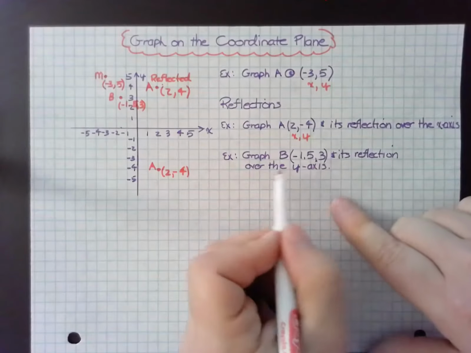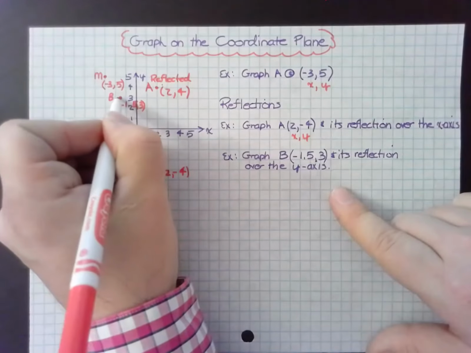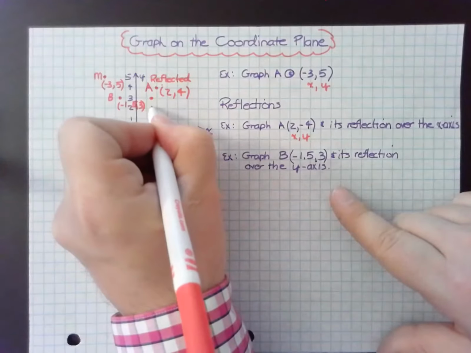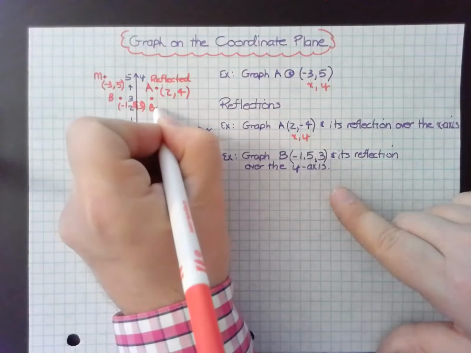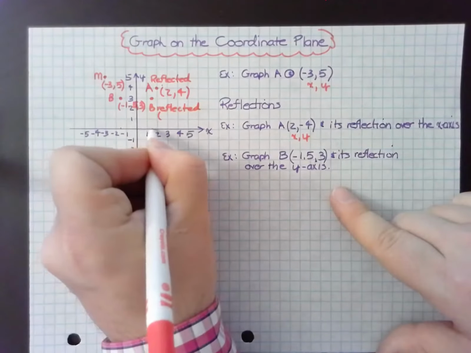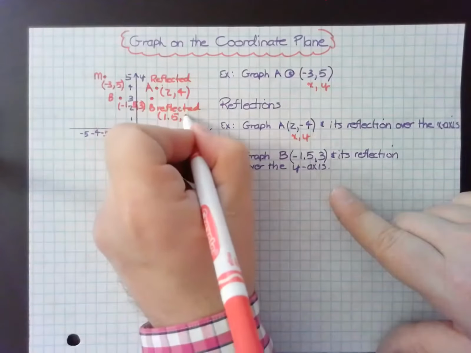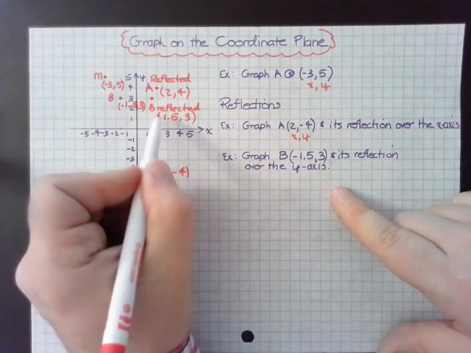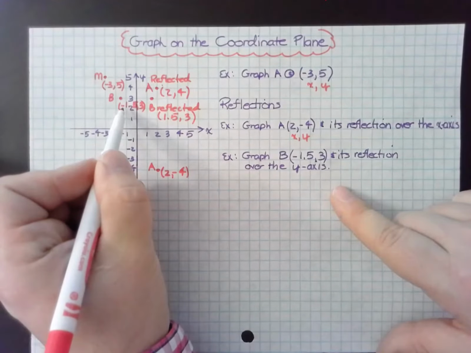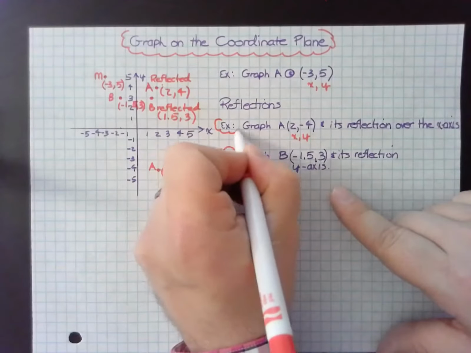Well, it says to reflect over the y-axis, which is the vertical line. If it's 1.5 to the left, I have to go 1.5 to the right. And so this is my B reflected. And that ordered pair is 1.5, comma, up 3. And notice how it's the x value that changed signs. So from -1.5 to +1.5. And those are our examples.